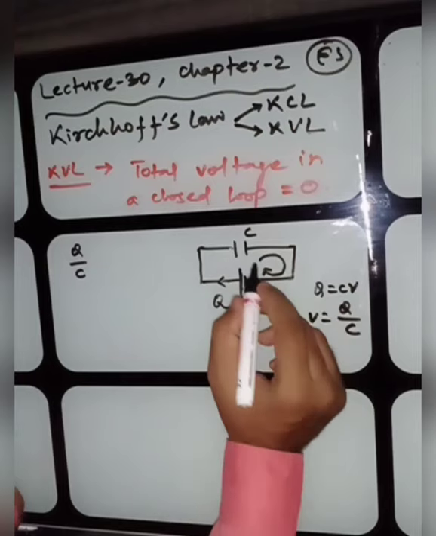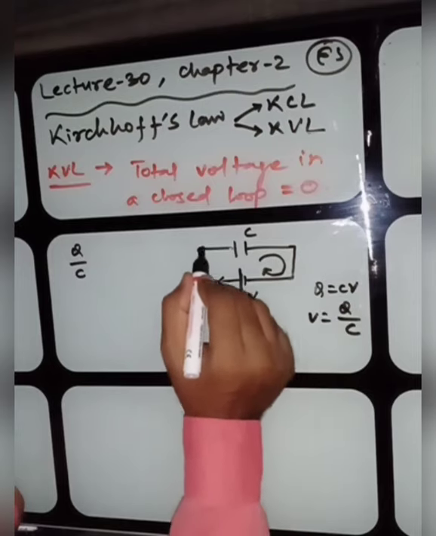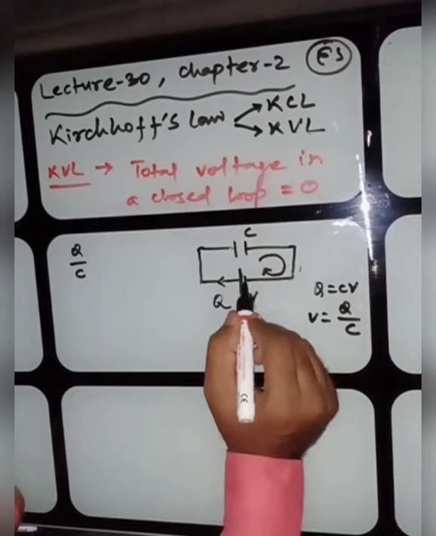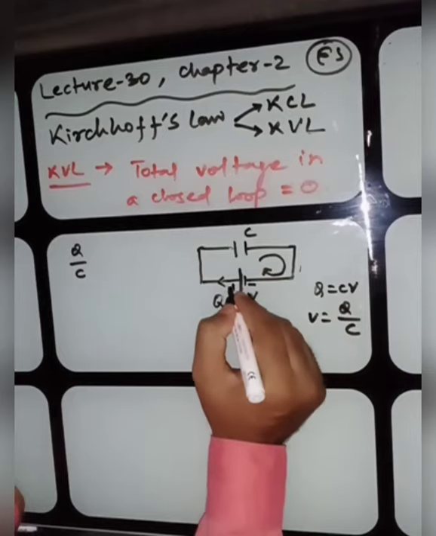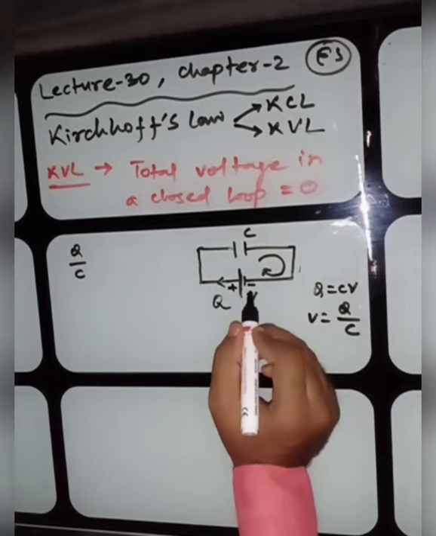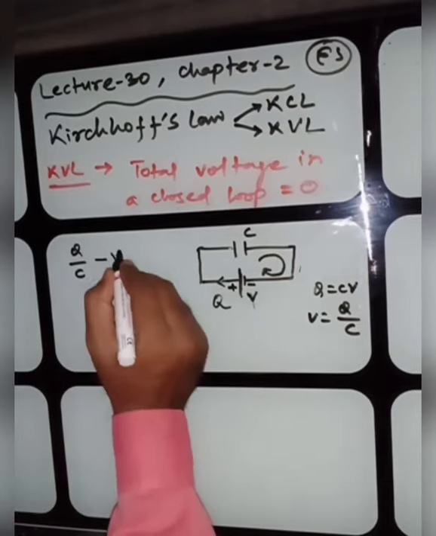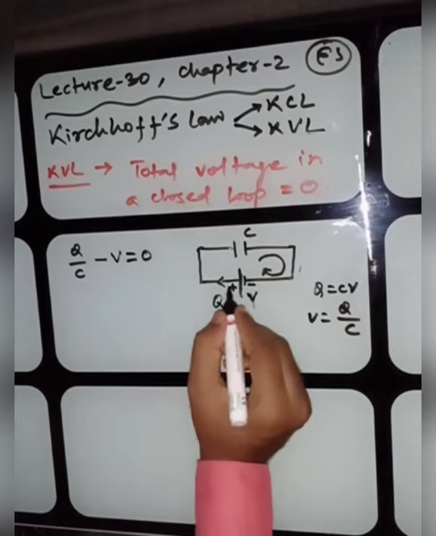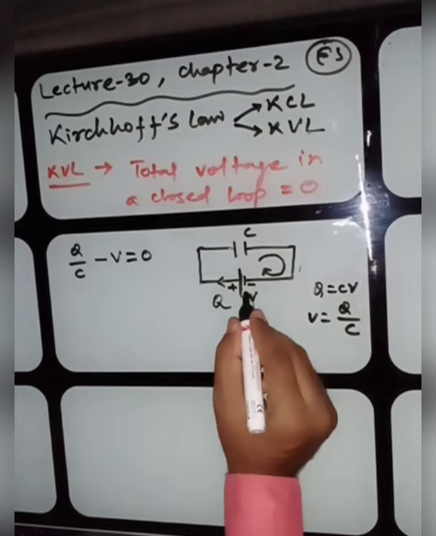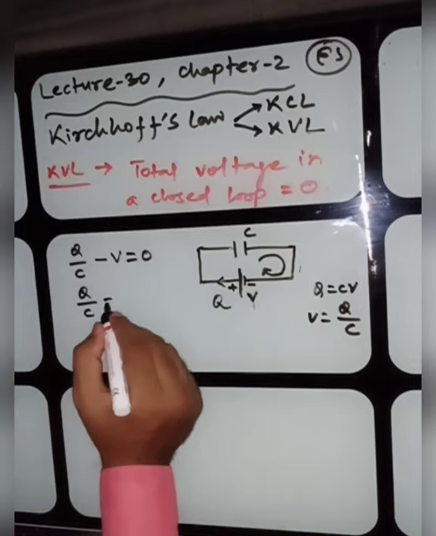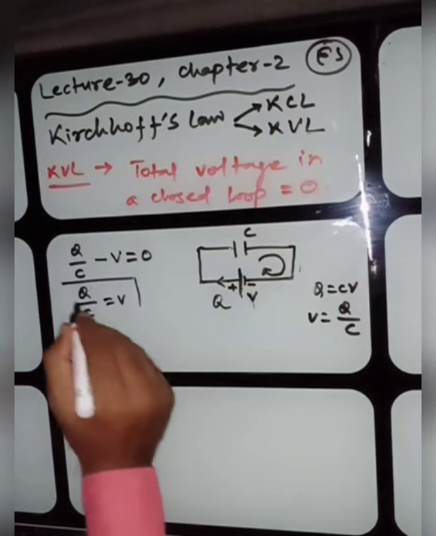Now you are moving in the circuit in this direction and you reach the battery again. The battery terminals, you can see this is negative and this is positive. You have to use this negative terminal, and voltage V is equal to 0. You are moving from this point and again reach this point, and this is 0. The equation is Q by C is equal to V.